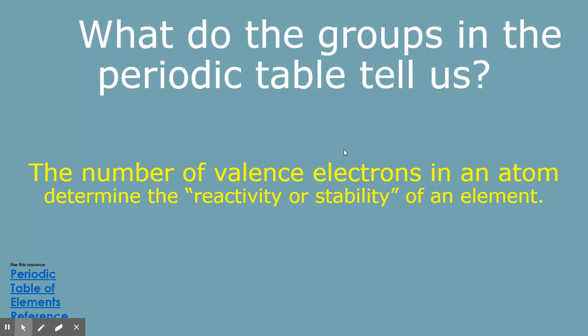Group 2 elements all have 2 valence electrons. Group 13 elements all have 3, 14 has 4, 15 has 5, 16 has 6, 17 has 7, and group 18 has full outer shells.